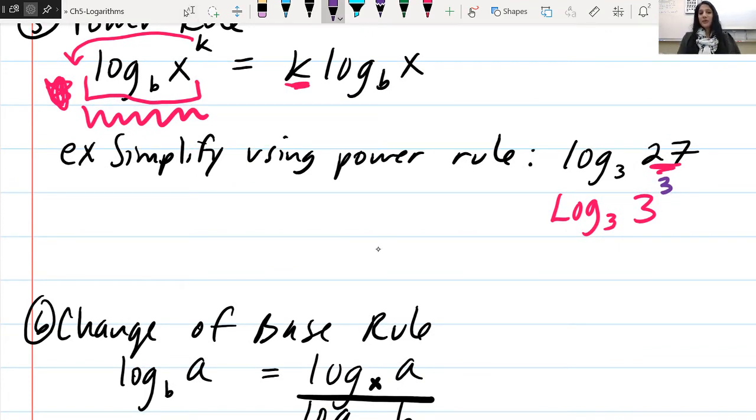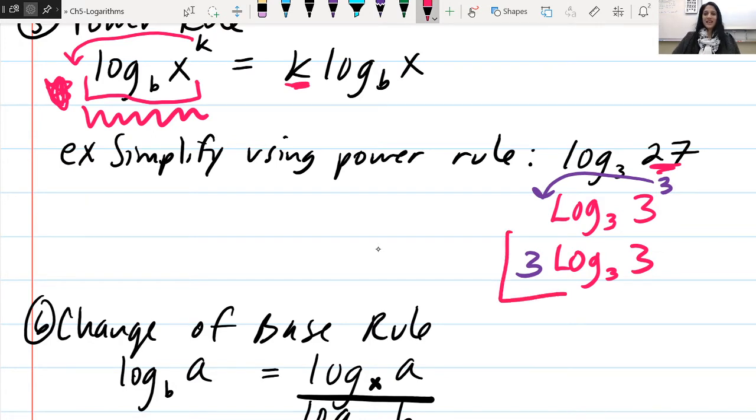Okay, so to apply the power rule, what do I then need to do? Move the 3 out front, so we end up getting 3 log base 3 of 3. That's how this would look.